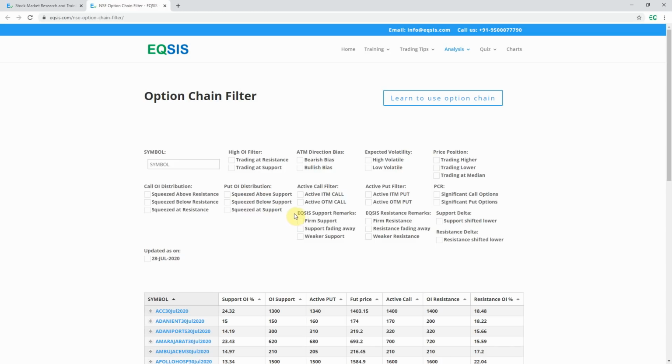I hope you can see the EQSIS support remarks, like firm support fading away, weaker support, and firm resistance fading away, weaker resistance, and you also get something called notable support and notable resistance. We will be covering this area in upcoming videos. We also have support shifted lower or resistance shifted lower.